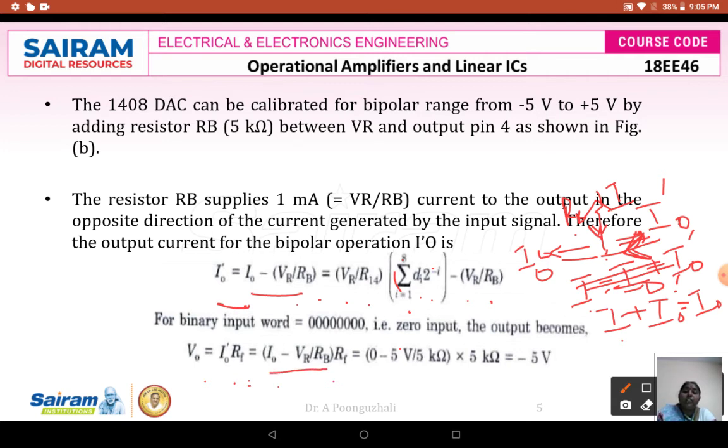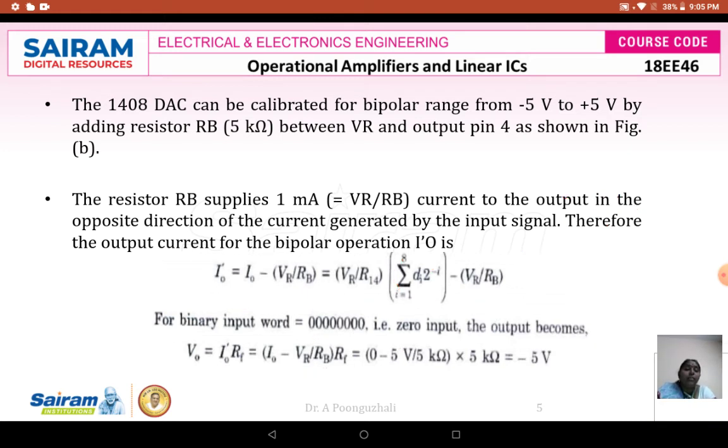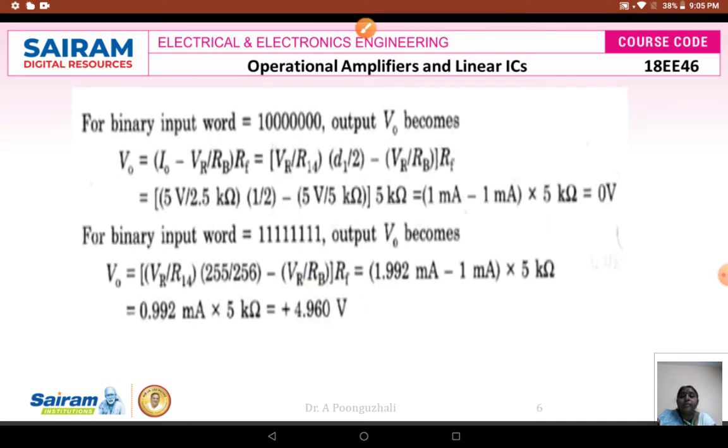We know that if the input is all zeros, my I naught is going to be 0. 0 minus VR is 5 volts, RB is 5 kilo ohms, and RF is going to be 5 kilo ohms there. That means this is 1 milliamp into 5 kilo ohms, which is going to be minus 5 volts. So when all the inputs are 0, my output is going to be minus 5 volts there.